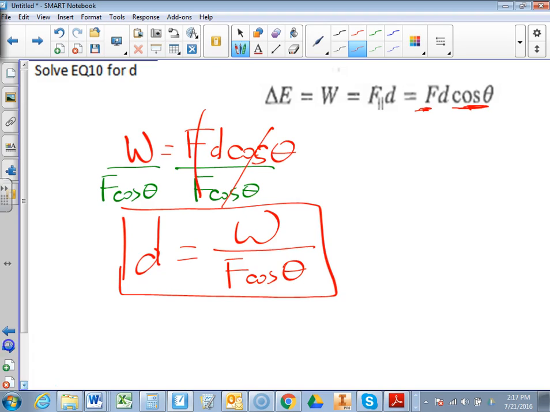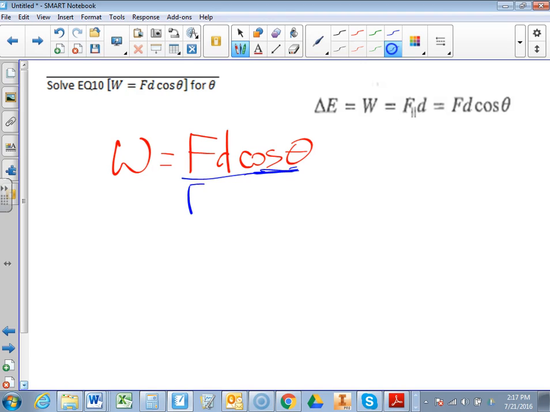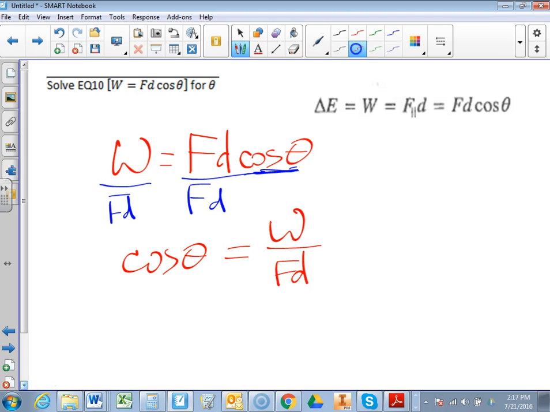Okay, so now, what if we have the same situation, but we need to solve for theta? You might recall from the earlier videos, we have a way of doing that now. But it starts off the same as the one we just did. Work is going to be F times D times cosine theta, except in this case, if we want to isolate theta, then we need to isolate cosine theta first. So we'll divide both sides by FD. And that's going to leave us with cosine theta, switching the sides again, equals work done divided by force times displacement.